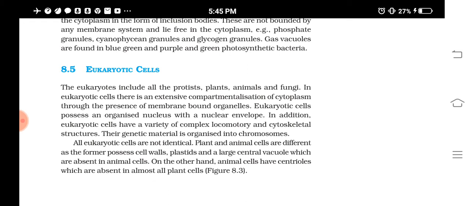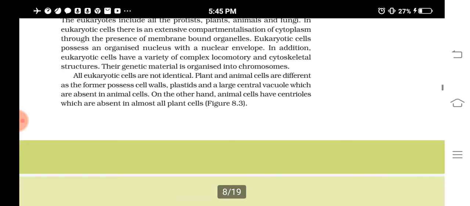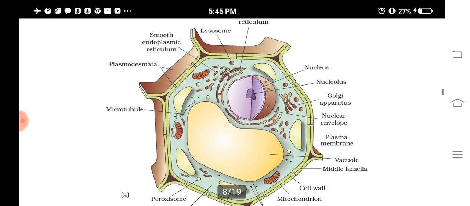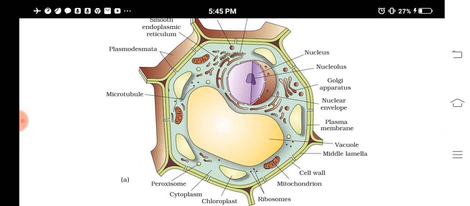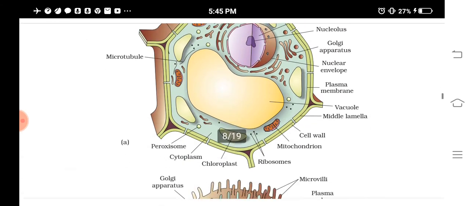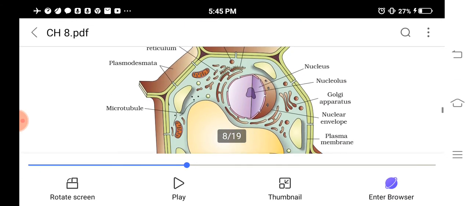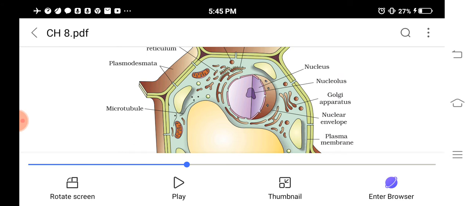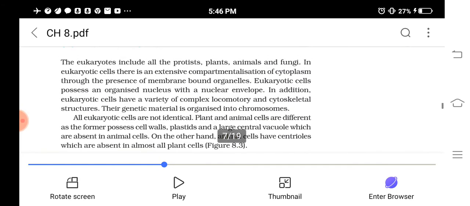Okay, so if you see the eukaryotic cell itself, in plants and animals they are entirely different. So do you remember the structure of plant cells and animal cells that you have studied? So this is the structure of a plant cell, and you can see even though the basic structure is similar, there are differences also. So the first difference is what? Cell wall, presence of cell wall.